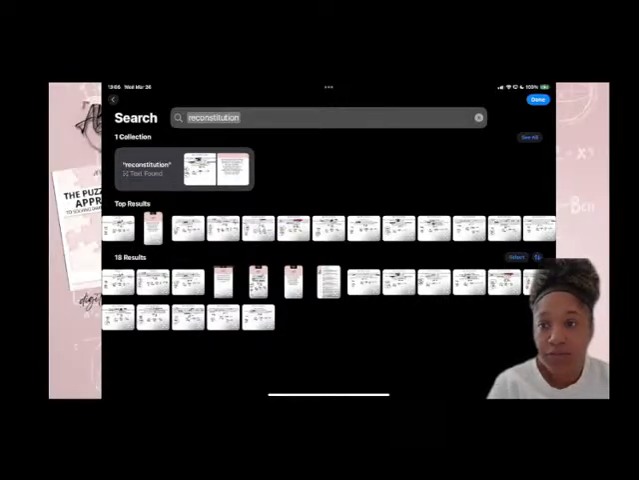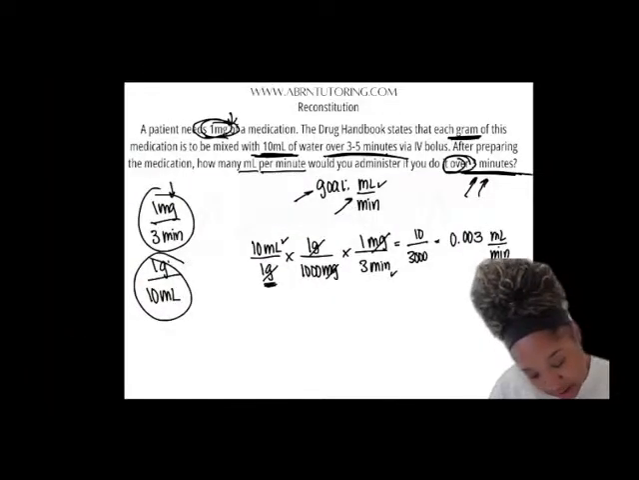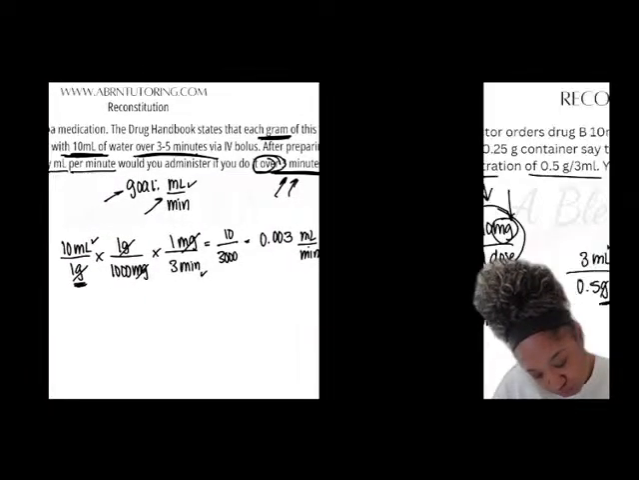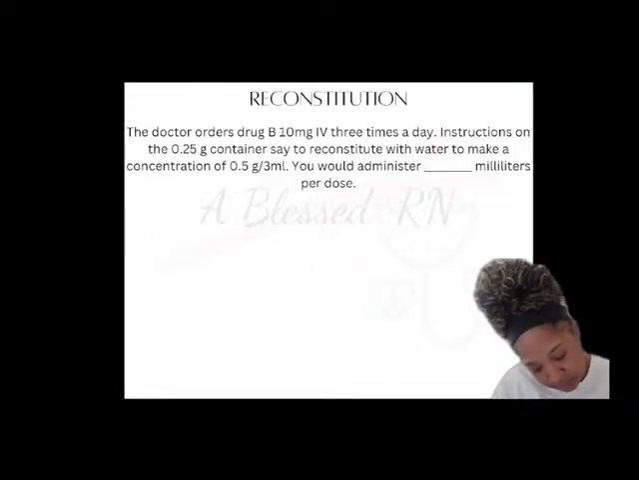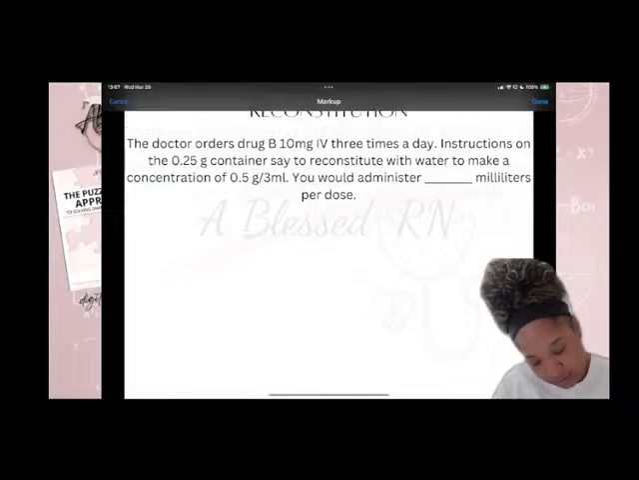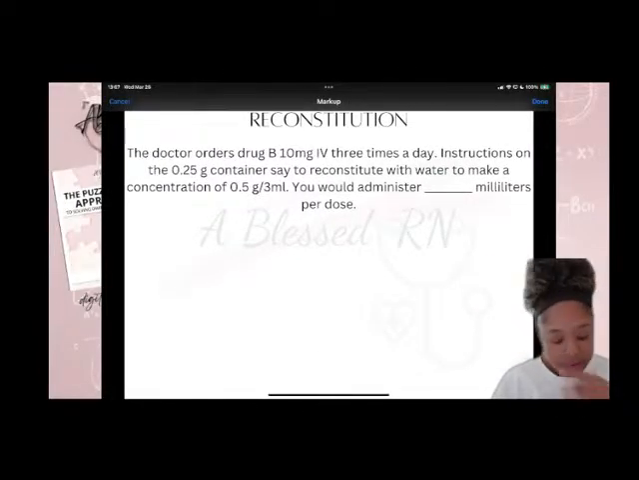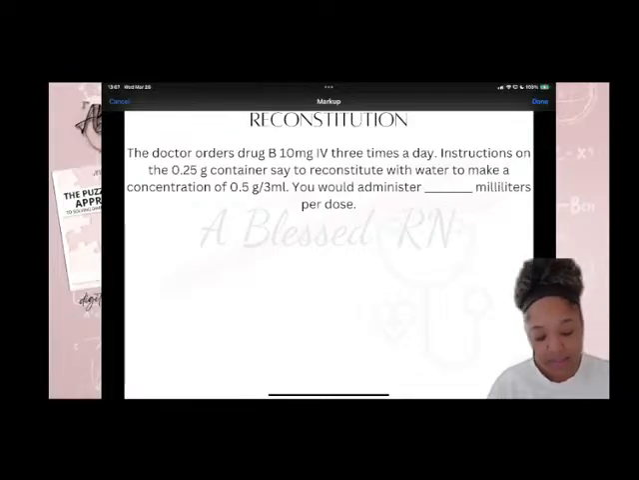All right. You've got your final exam, and this will be on it tomorrow. Reconstitution? Okay, let's look at another reconstitution. So the doctor orders drug B 10 milligrams IV 3 times a day. The instructions on the 0.25 gram container say to reconstitute with water to make 0.5 grams per 3 milliliters. You would administer how many milliliters per dose?